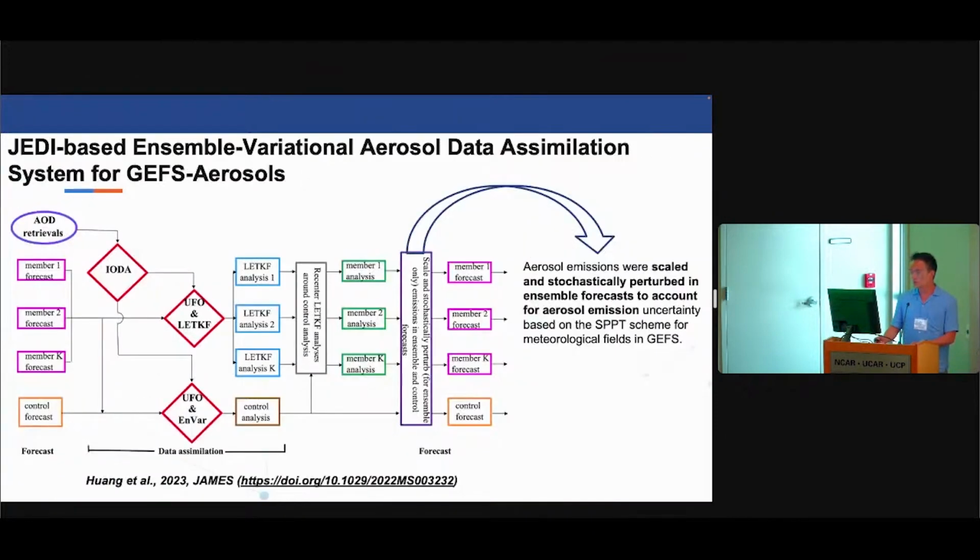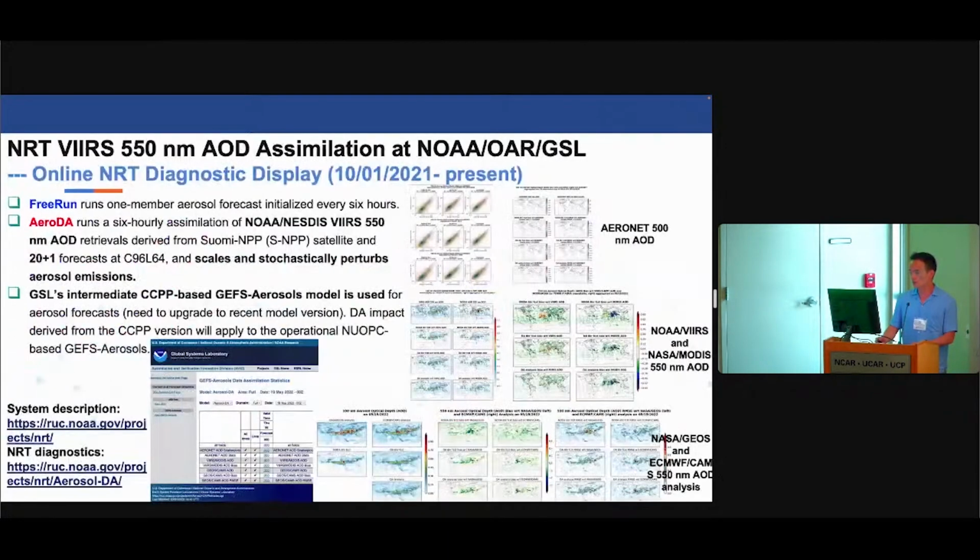Next one. This is the flowchart of our system. It is built upon the ensemble variational framework within JEDI. Besides that, in the ensemble forecasting step, we further apply scaled and stochastically perturbed aerosol emissions. It was meant to better account for the aerosol emission uncertainty and further improve the performance of the AOD assimilation. We have a summary of this work published in GMD. If you're interested, you may refer to this paper.